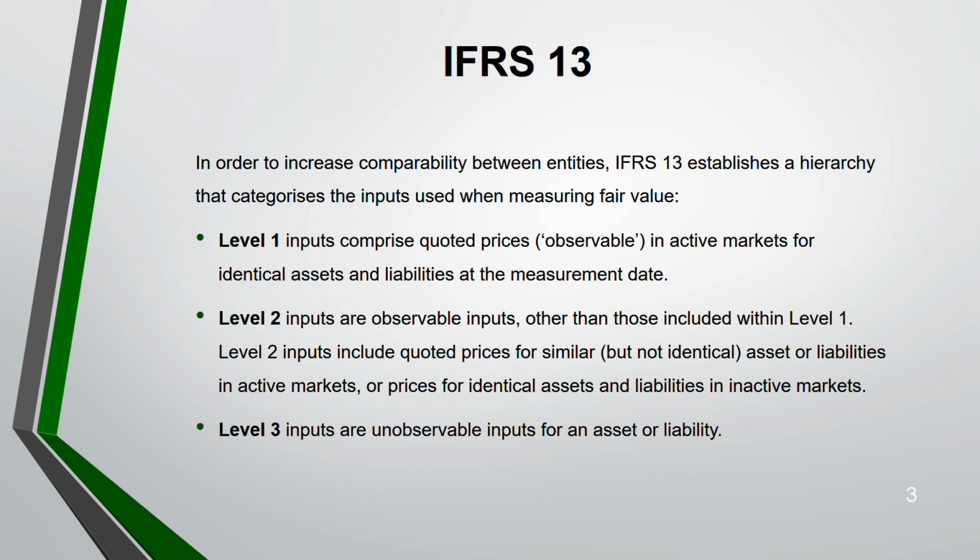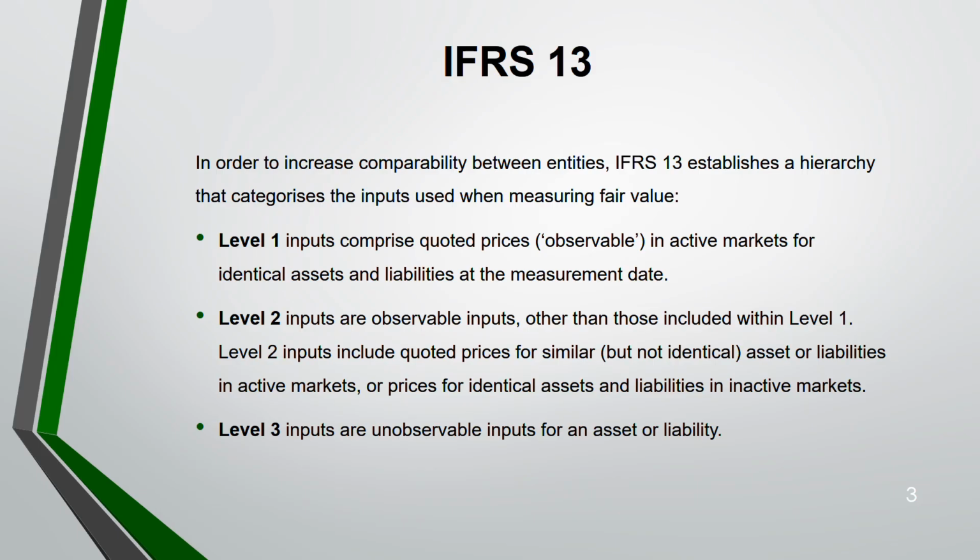Level 2: you might not get identical prices, but you get similar prices. When you get similar prices, you have to adjust the price a little bit, both for assets and liabilities. It also covers prices for identical assets and liabilities where there is not an active market.